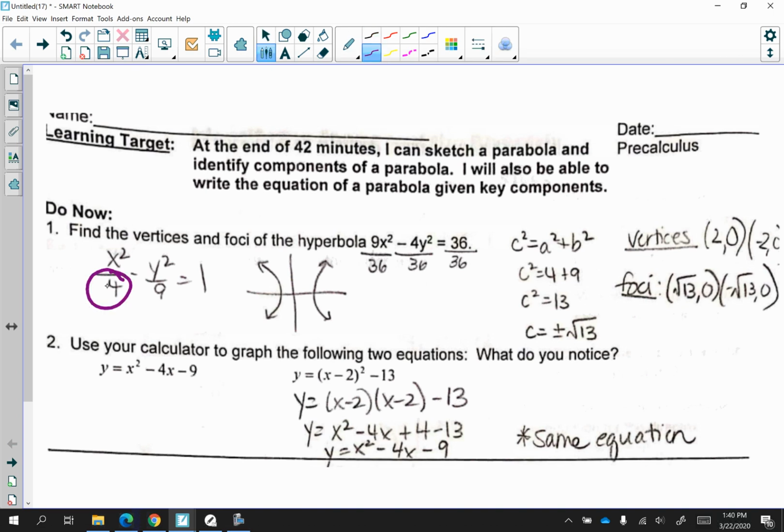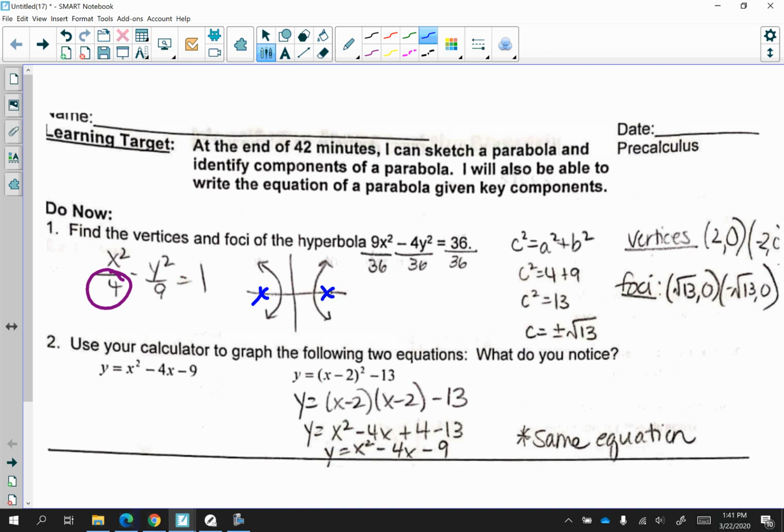And then the formula for the foci is c squared is equal to a squared plus b squared. 4 plus 9 is 13. Take the square root. c is equal to plus or minus radical 13. And remember, it's on the same axis as your major axis, so the foci would lie here and here. So (radical 13, 0) and (negative radical 13, 0).